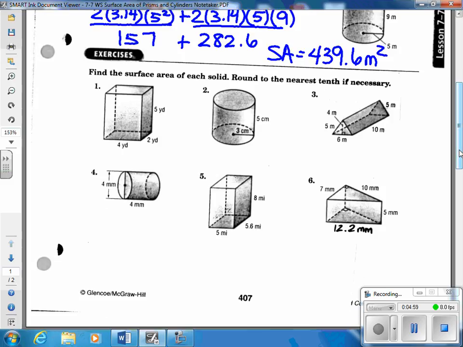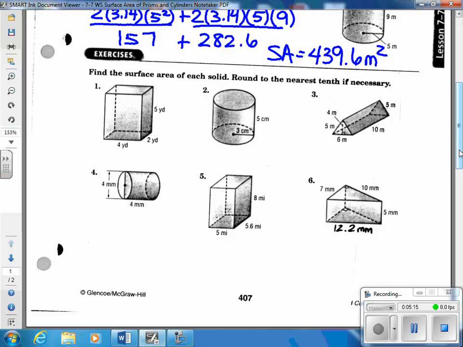You'll notice that numbers 3 and 6 are triangular prisms. One's laying down and one's standing up, right? So that does make things a little different because the formula comes out a little differently, right? But it's still going to be the same process. You're still trying to cover all of the surfaces, right?